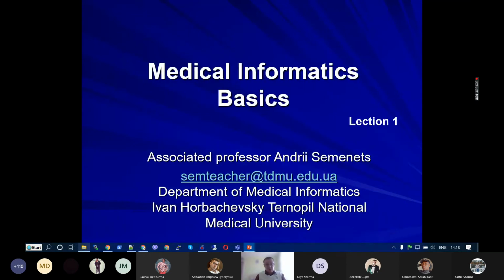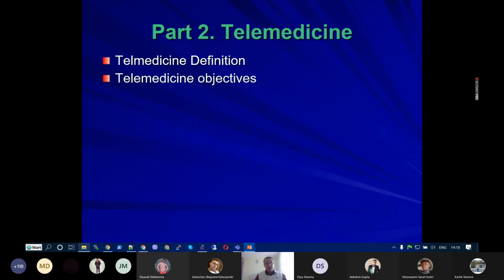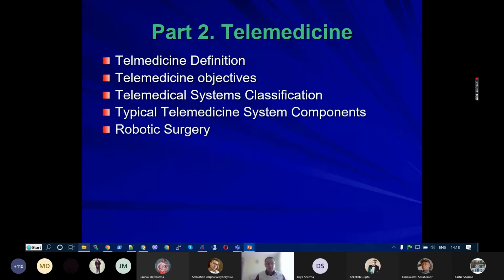Now let's move into the second part of the lecture, which is related to telemedicine, one of the most valuable practical applications of information and communication technologies in medicine, with its ability to provide services remotely. Within this part, I will try to provide a definition, objectives, some classification of telemedical systems, components of it, and maybe a few words about terms like robotic surgery.